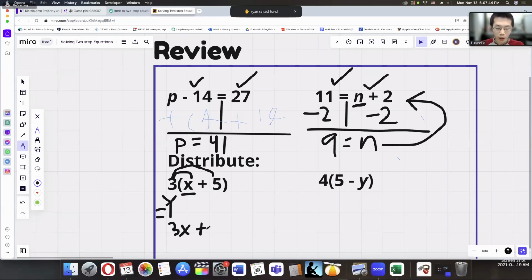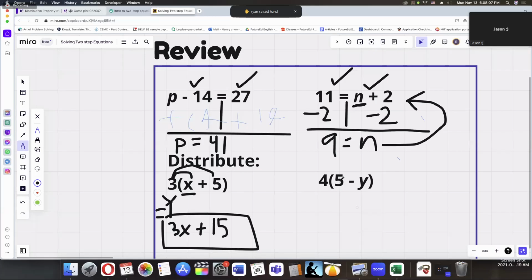So we have the 3x done. And then what about the second Angry Bird? What's 3 times 5, Jason? 3 times 5 is 15. So we can simplify 3 times x plus 5 as 3x plus 15. So this is the expanded form.